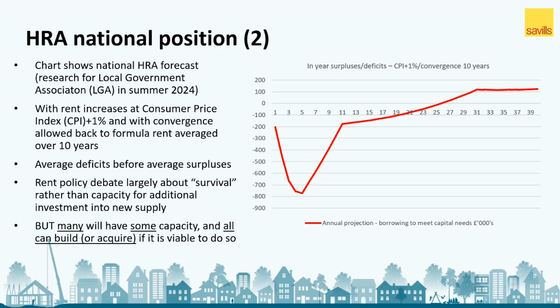That rent policy debate, I think, from my experience in working with authorities around the country, is largely around making sure that HRAs are able to survive into the medium term with the liabilities and challenges associated with the existing stock. On average, it's average deficits before average surpluses, but many will have some capacity, and all will be able to build or acquire if it's viable to do so. So even in the context of a deficit forecast, we may still be able to generate additional capacity for new build, particularly if we're in the context of something that's viable from the very start.